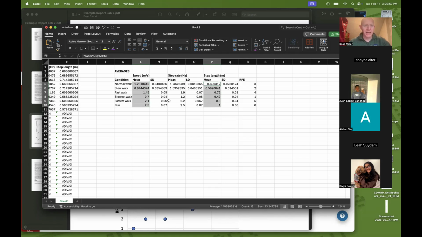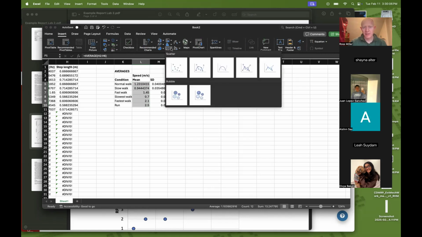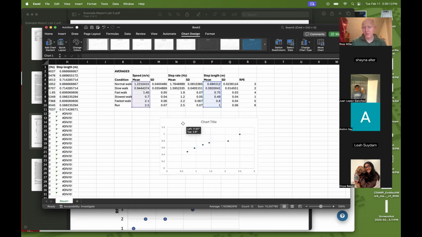Now, if I go then to Insert and go over to my charts here and make a scatter plot, then I get a chart there, an ugly chart, but a chart nonetheless, that's got speed on the x-axis, that first variable I grabbed, highlighted in purple now, and step length on the y-axis.